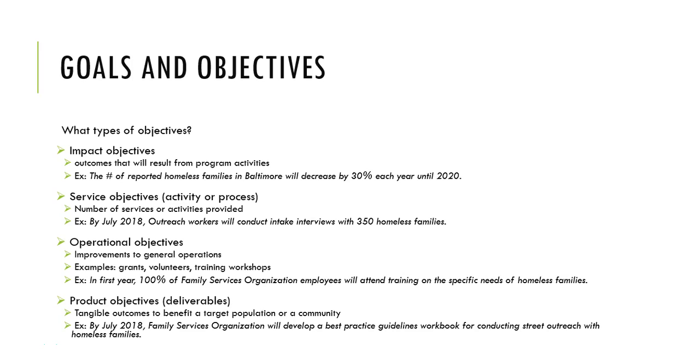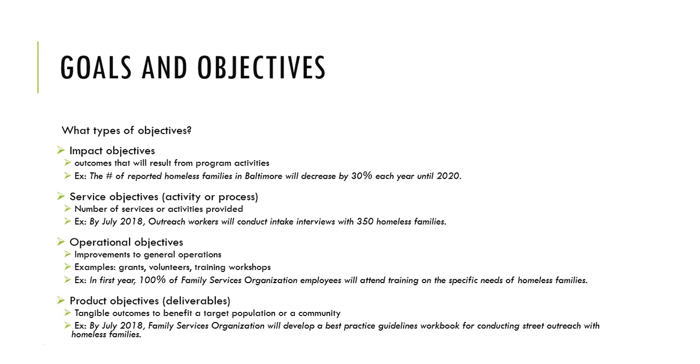So what kinds of objectives are there? This is important to keep in mind as you move forward because for the assignment, you'll need to create at least 2 goals for your program and 2 objectives for each of those goals. So you want to keep in mind the different types of things you could be including as your objectives. The first one that I'll mention is impact objectives. These are outcomes that will result from specific program activities.